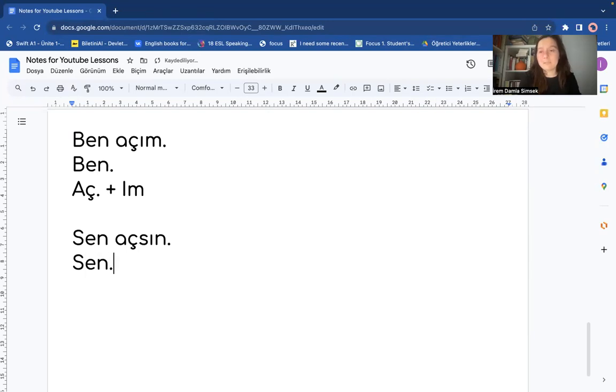We have "sen." It means you. "Aç," as we know, is hungry. And if you add the suffix "sın," you can make a sentence. It's "sen açsın," which means you're hungry. So the suffixes help us. You connect them to the word. The suffixes help us to make sentences.